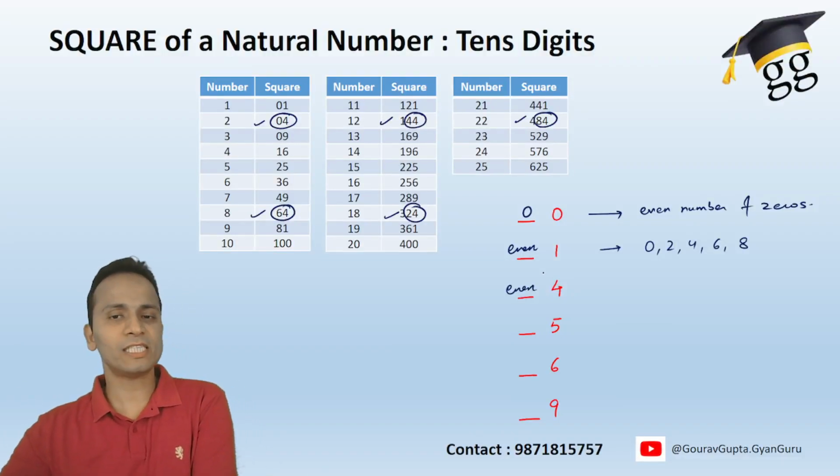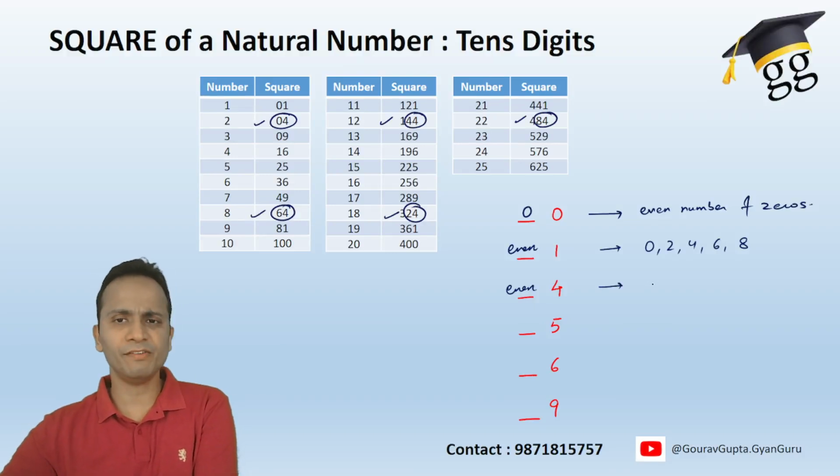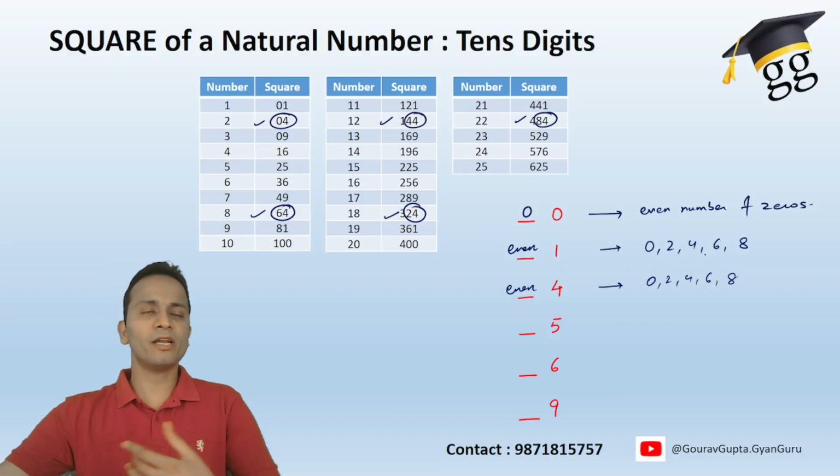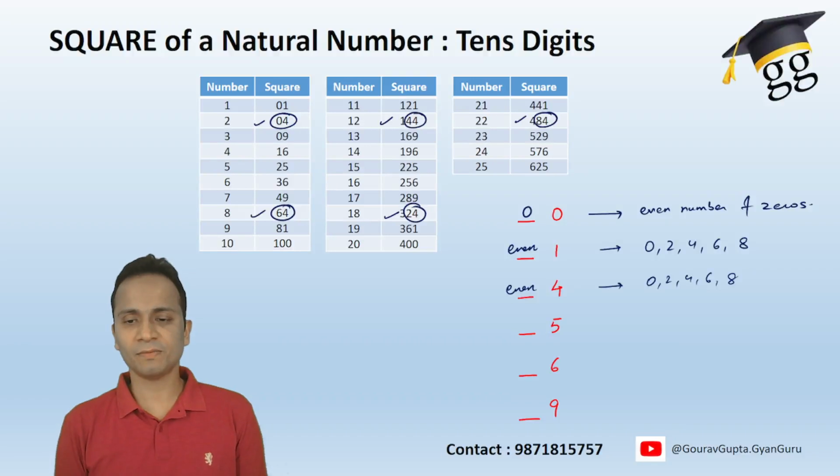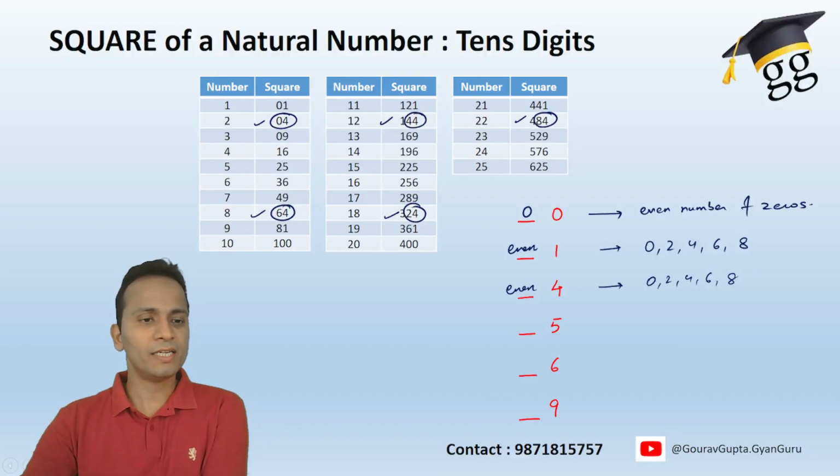Alright. So just like the previous case, here too the tens digit will always be an even number, 0, 2, 4, 6 or 8. Or in other words, it will never be an odd number. Alright. Now moving ahead, any perfect square ending with 5.